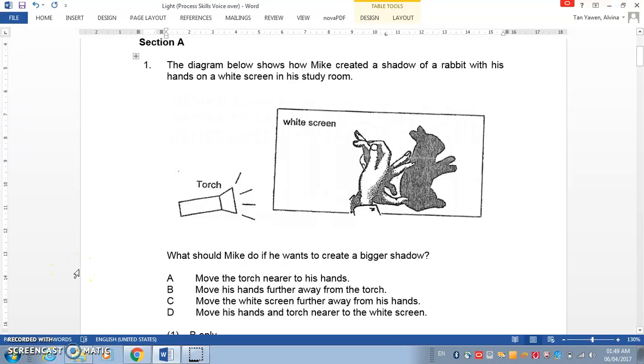Alright, so after looking through the notes on heat and light, we're going to go through some questions before you start attempting them on your own. So take a minute to read this question first.